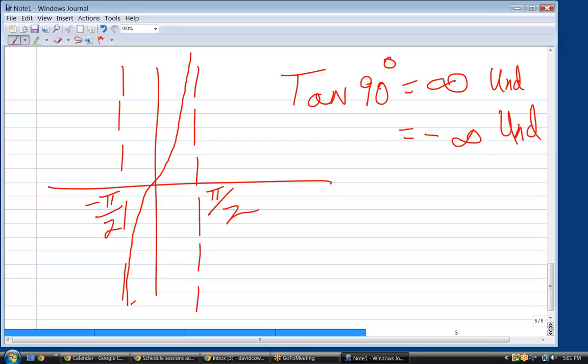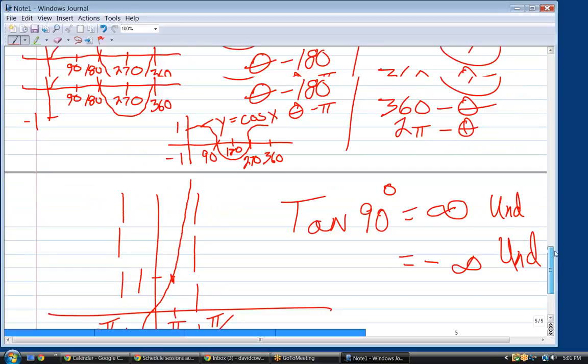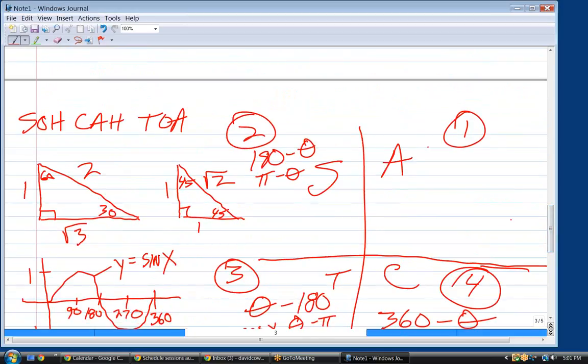Would that just be 0? Uh-huh. And there's one more point on here that's worth knowing for the tangent curve, and that's the tangent of 45 degrees, and we know that that's 1 from our triangle here.